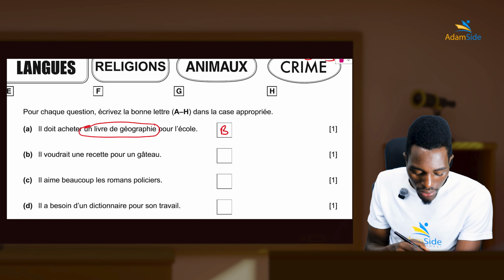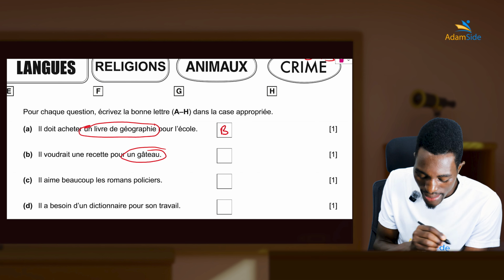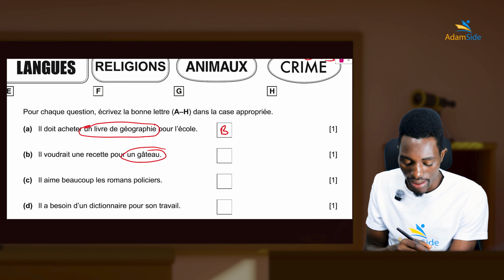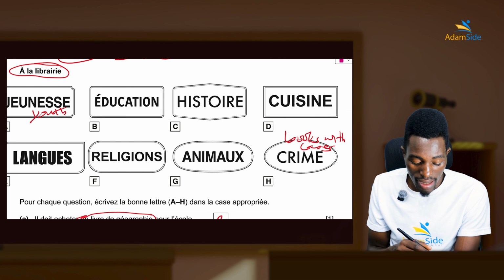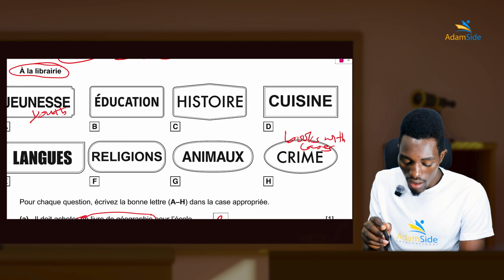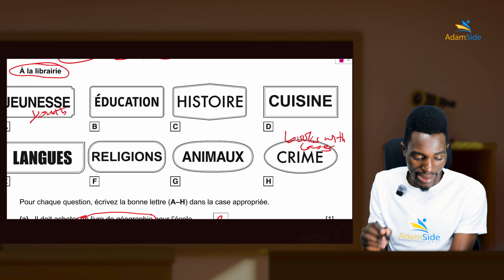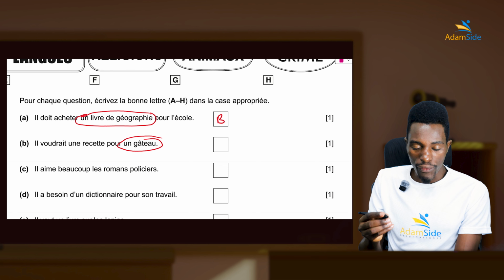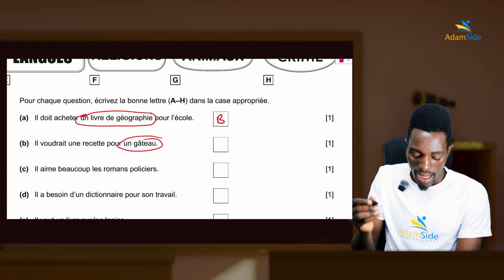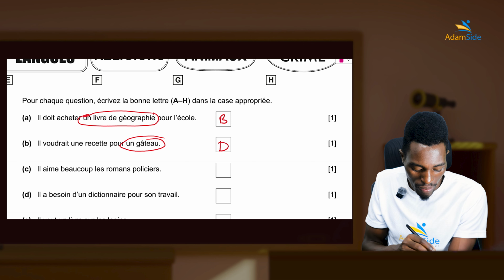Then we go to question B. Il voudrait une recette pour un gâteau. So the vocabulary is un gâteau. He would like to take a recipe for cakes. So where can we get a cake service? In the pictures that we have been given. If we see A, no. B, no. C, histoire, no. So the answer is cuisine, D. So you maybe want to make a cake. You have to go à la cuisine pour avoir des livres qu'on peut utiliser pour faire la cuisine. Alors la réponse, ça sera D. The answer will be D.